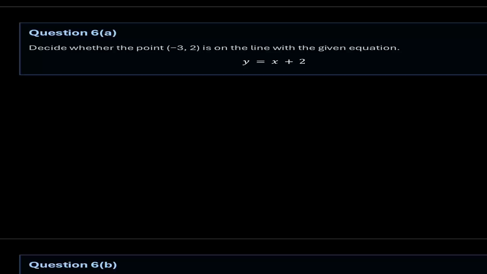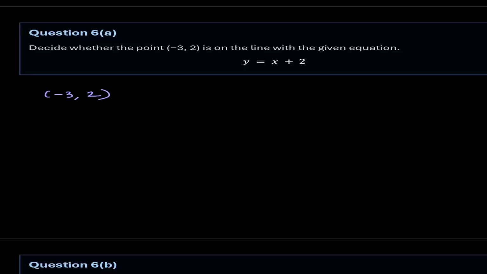So have a read of this question. Decide whether the point -3, 2 is on the line with the given equation. So the equation is y equals x plus 2, and we're asked to work out if the point -3, 2 is on that line. So this is a beautiful question, nice and fun.